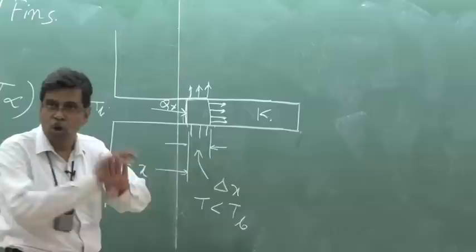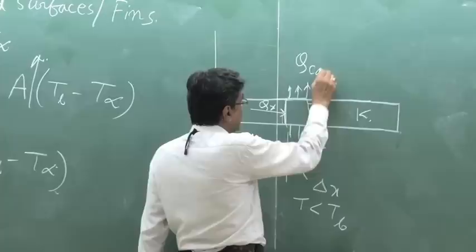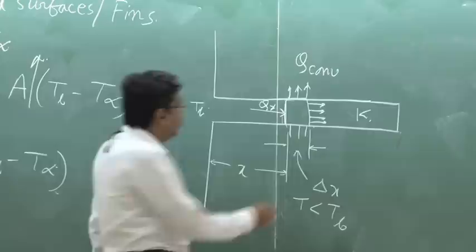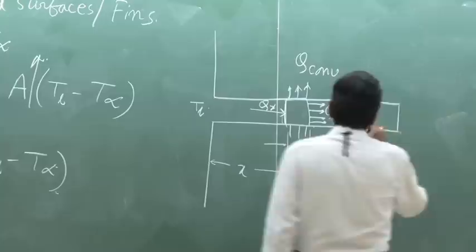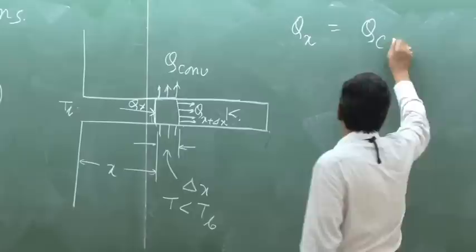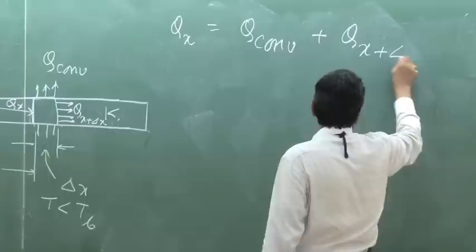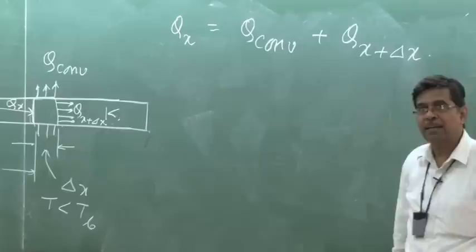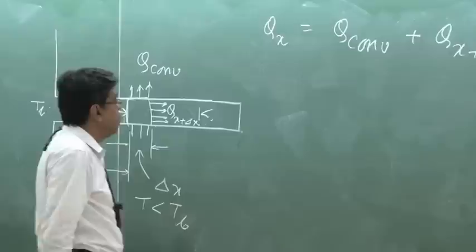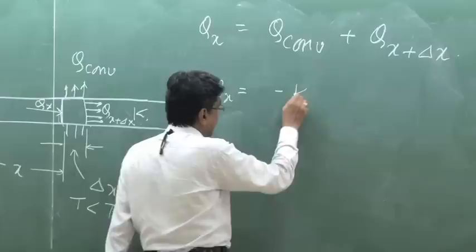Why not then find out the conservation of energy principle, no thermal energy generation, for one rectangular fin. If you consider this Q convection from the lateral surfaces, then Q x which is coming is distributed as Q convection plus Q x plus del x. Clear? Now Q x is minus K A x dT dx.